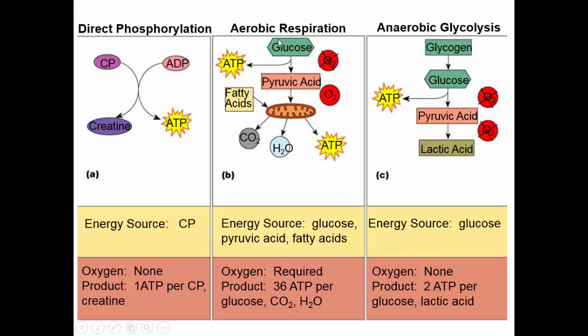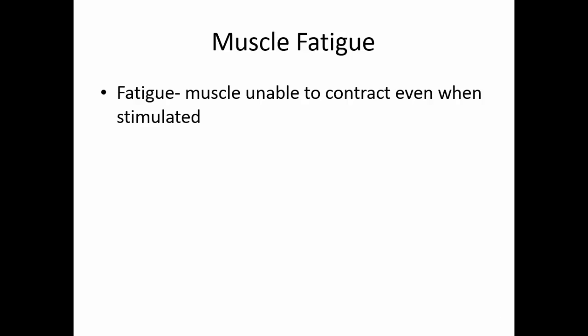The real big bang for our buck is glucose going into the aerobic pathway in the mitochondria, where we get 36 ATP. Takes longer to get this ATP, but we have a lot of ATP that we can use for muscle contraction.